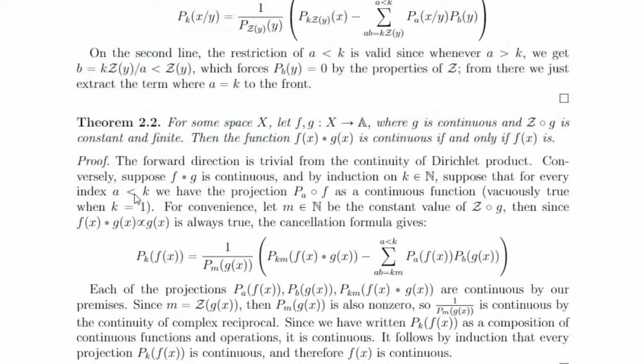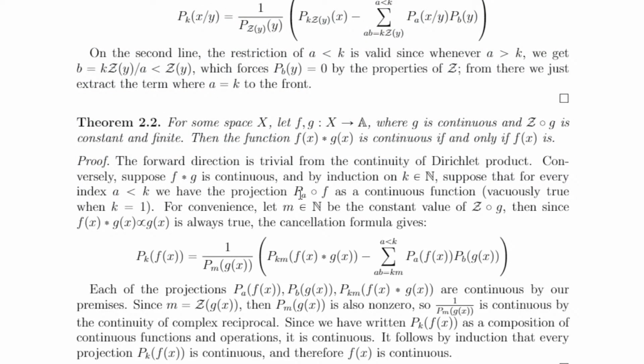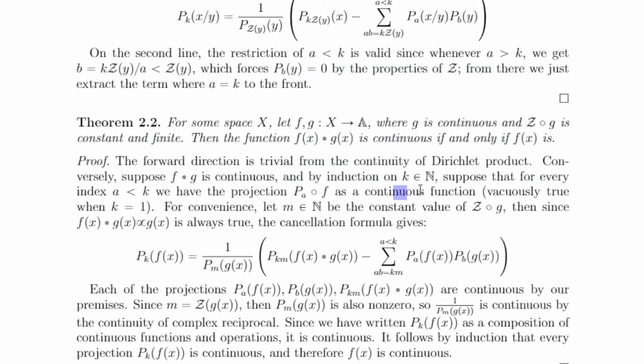for every index a less than k, the projection, so if we take this function f and we compose it with this projection, where p sub a is the ath projection, so if all of these lesser projections of the f function are continuous functions, that's our premise, that all of these lesser projections are continuous. What we're going to do is prove that given this premise, the kth projection is also continuous, and that will give us our induction.